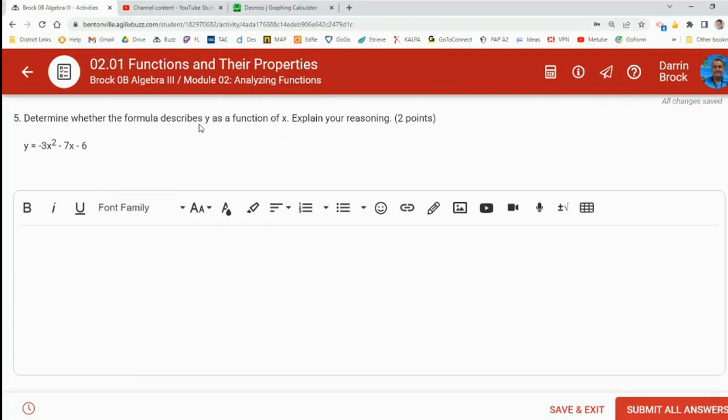Determine whether the formula describes y as a function of x. Is this a function? Is there only one y for any x you put in there? So you have to explain. It says explain your reasoning. You don't just put yes or no. You have to explain it. Yes or no won't get you all the points.